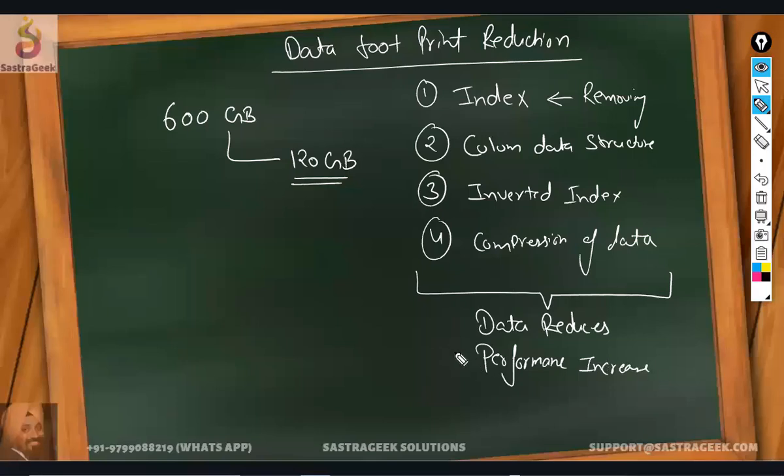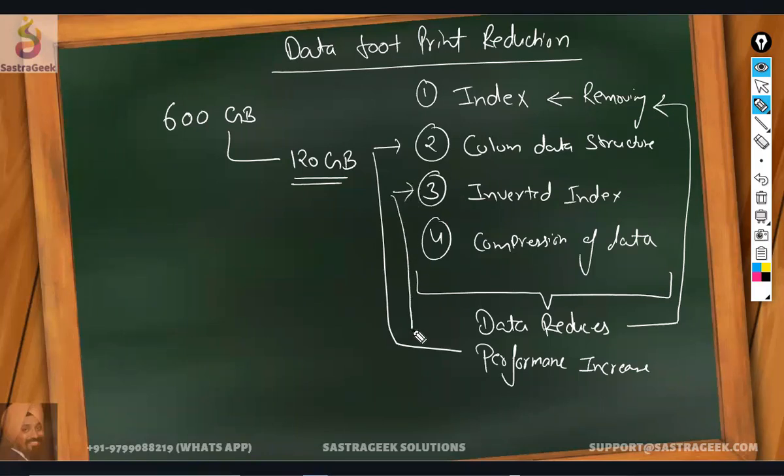Now you would be able to see that this column data structure is having a major effect to increase the performance. The removing of indexes is majorly reducing your data. Inverted index is also basically working to increase your performance with the reduced data. Compression of data is acting to reduce your data footprint.